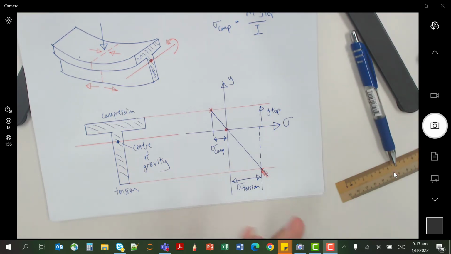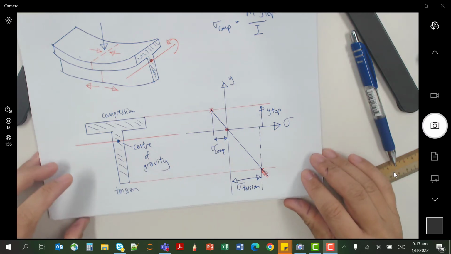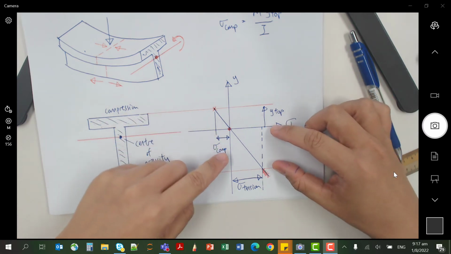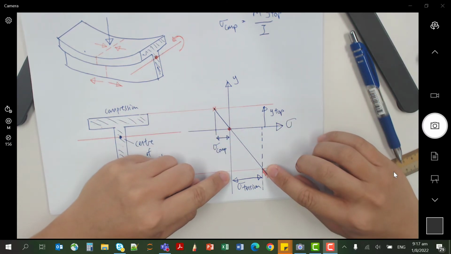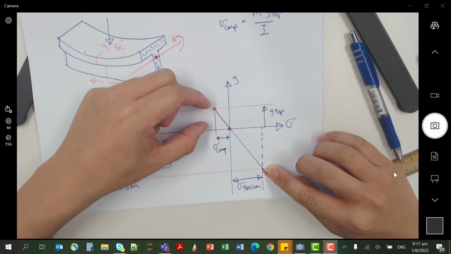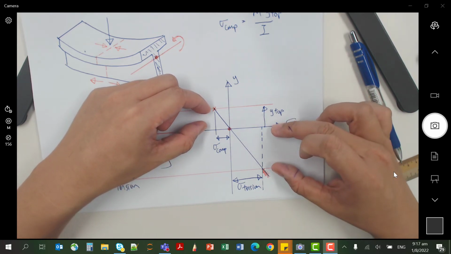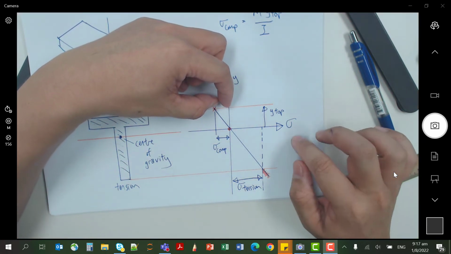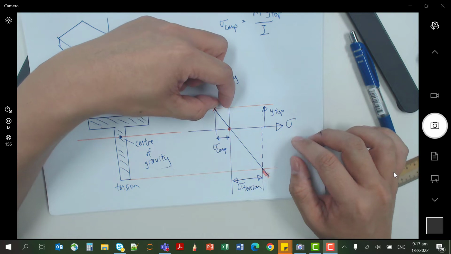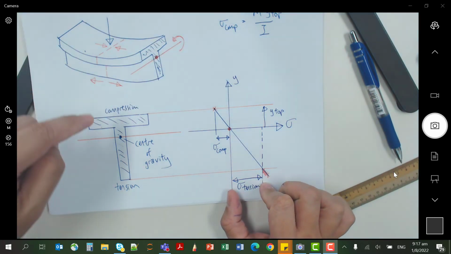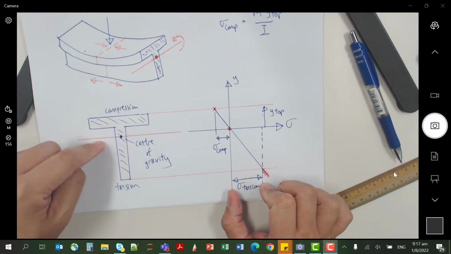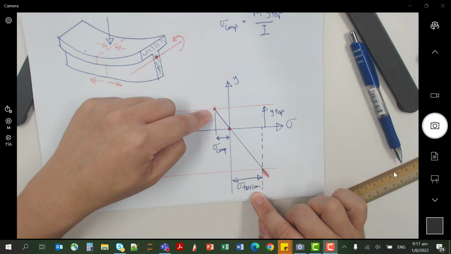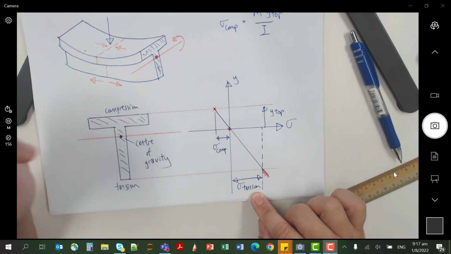If you look at it, the higher the y, the bigger the stress. The top y is smaller than the bottom y, right? So the top will have a smaller stress value. The magnitude, not the sign. The magnitude is smaller than this magnitude, right? So for this case, the T shape, the higher stress value will be caused by the tension. The compression will actually have a smaller value.